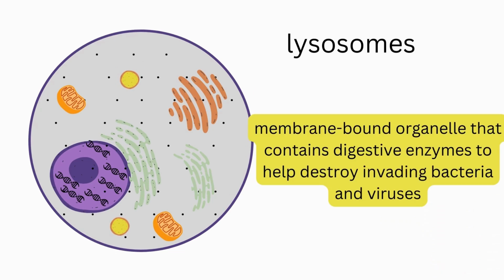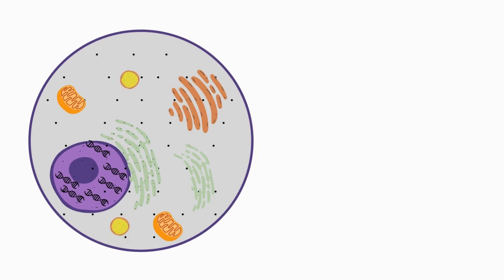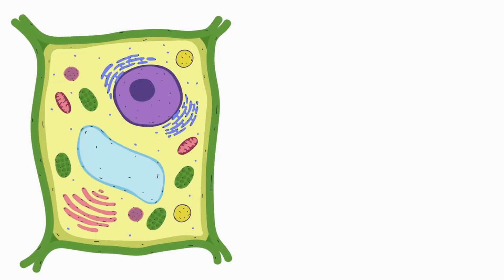Lysosomes are membrane-bound organelles produced by the Golgi body that contain digestive enzymes to help destroy invading bacteria and viruses. So this eukaryotic cell looks like the typical animal cell. Now let's take a look at the plant cell. Plant cells have a lot of the same organelles as animals.